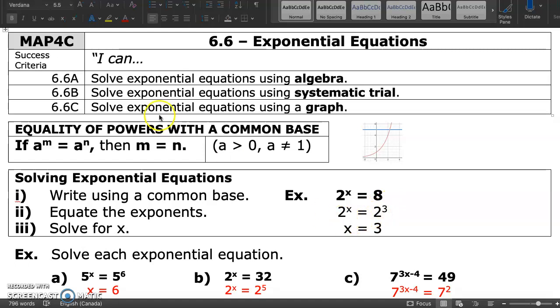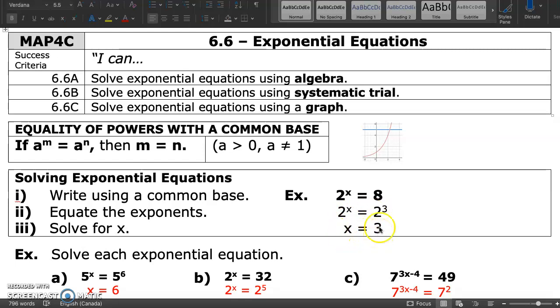So, notice that in this example, we are trying to write using a common base. Right now the base is 2, and this is the power or exponent. The base is 8, the power is 1. So we can express 8 as a power of 2, so that we have the same base. 2 cubed is equal to 8, and then if we have 2 to the x is equal to 2 to the 3, the only time that 2 to the 3 is equal to 2 to the x is when x is equal to 3.